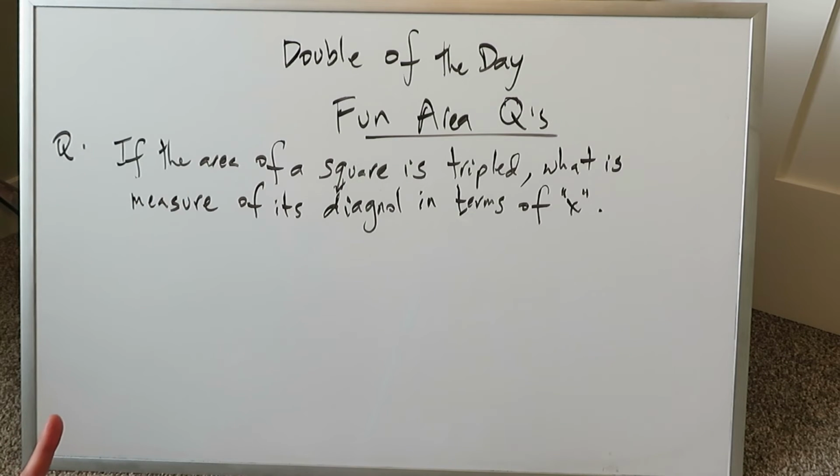Alright, let's look at the second and last question for this. It's going to be a word problem. It may not be directly related to area, but it will stem off from the area concept. We have the area of a square and it is tripled. Then what is the measure of its diagonal in terms of x?